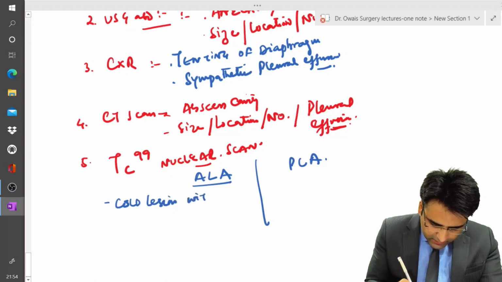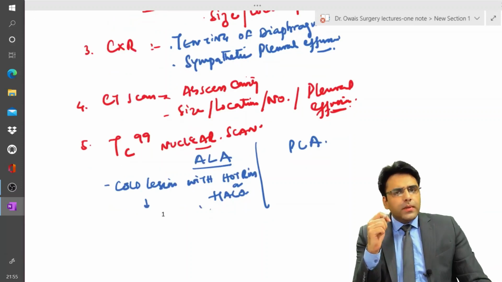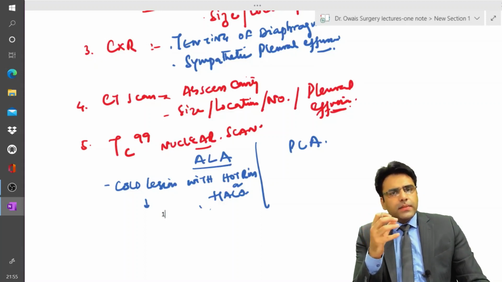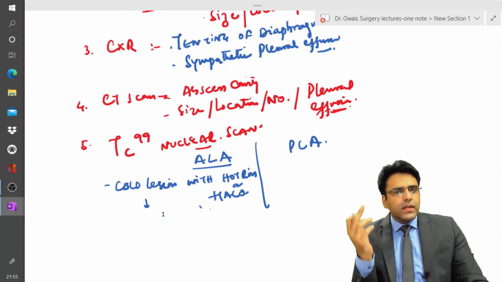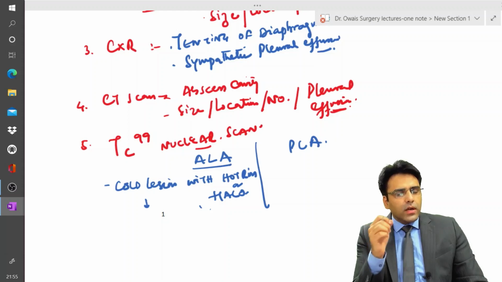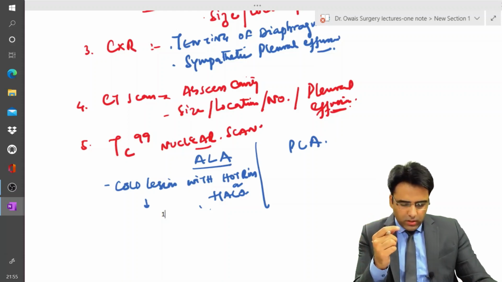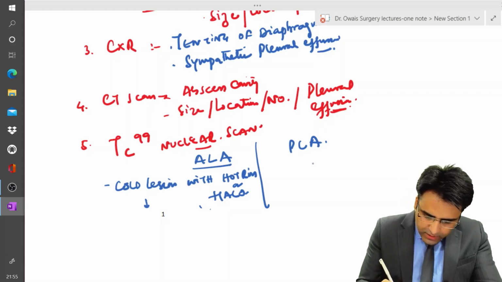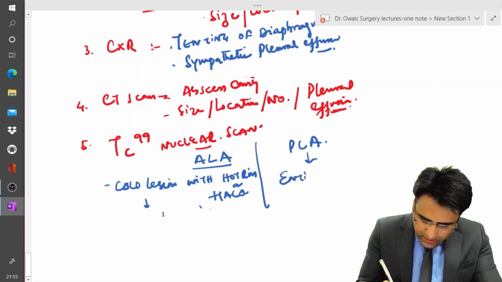with a hot rim or halo. Why in amoebic liver abscess will we find a cold lesion with a hot rim? Because I told you that in the abscess cavity the trophozoites are absent, so this pus is basically sterile. So it will show a cold lesion, and the trophozoites are present surrounding the abscess cavity, in the wall of the abscess cavity. So on technetium 99 scan, it will show a cold lesion with a hot rim or a hot halo outside. Whereas in pyogenic liver abscess, it is entirely hot.